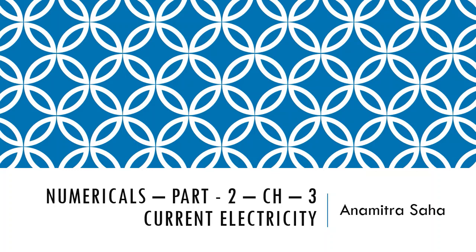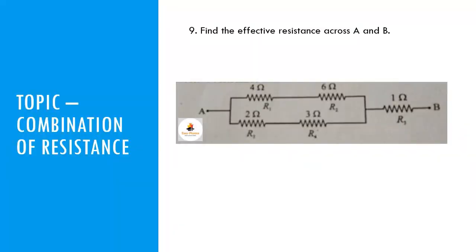Hi everyone. So this is the second part of the numerical in the chapter 3 current electricity. We'll start with the ninth problem, which is on the topic combination of resistance. There is a picture given which is a circuit of resistance, and there are some which are connected in series and some are in parallel. There are 2 points A and B, and we have been asked to find the effective resistance across A and B.